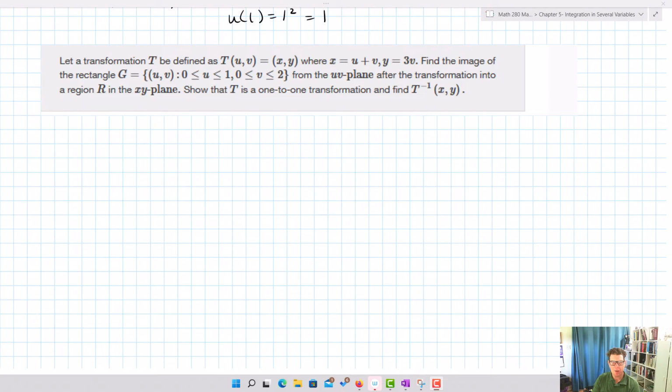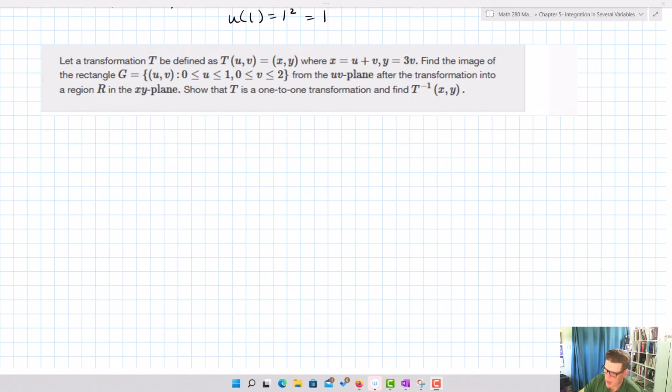Let's suppose that we have a transformation T, defined as T of (u, v) equals (x, y), where x equals u plus v, y equals 3v. We're going to find the image of the rectangle G equals (u, v), 0 less than or equal to u less than or equal to 1, 0 less than or equal to v less than or equal to 2, from the uv plane after the transformation into our region in the xy plane.